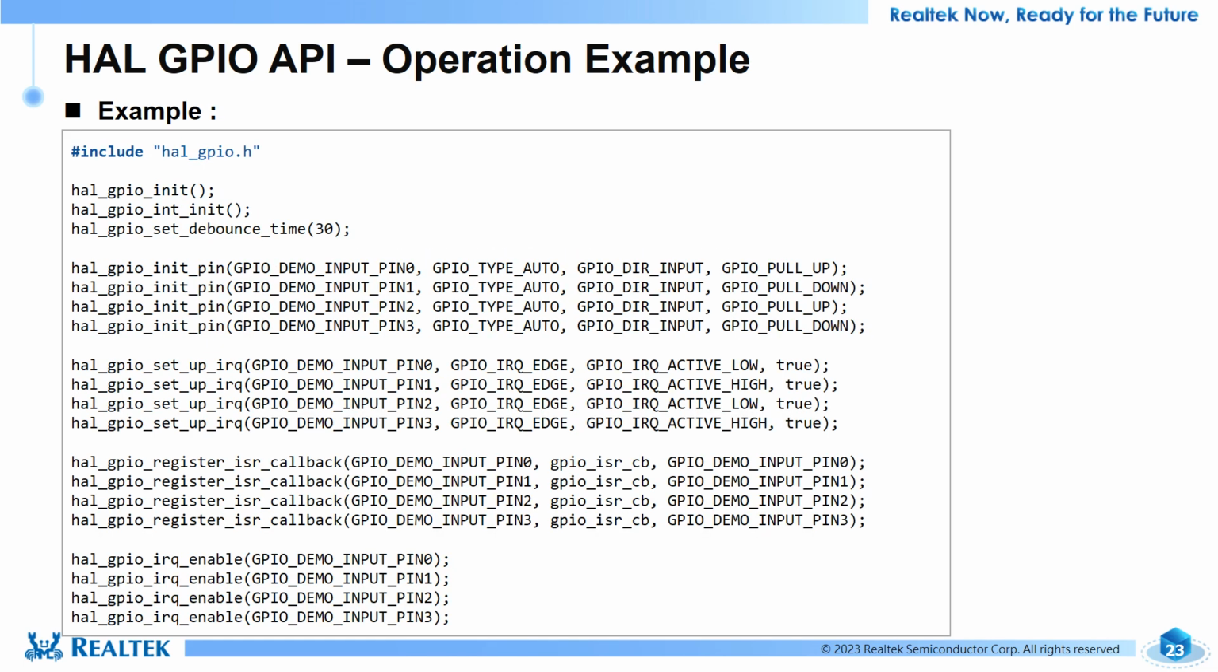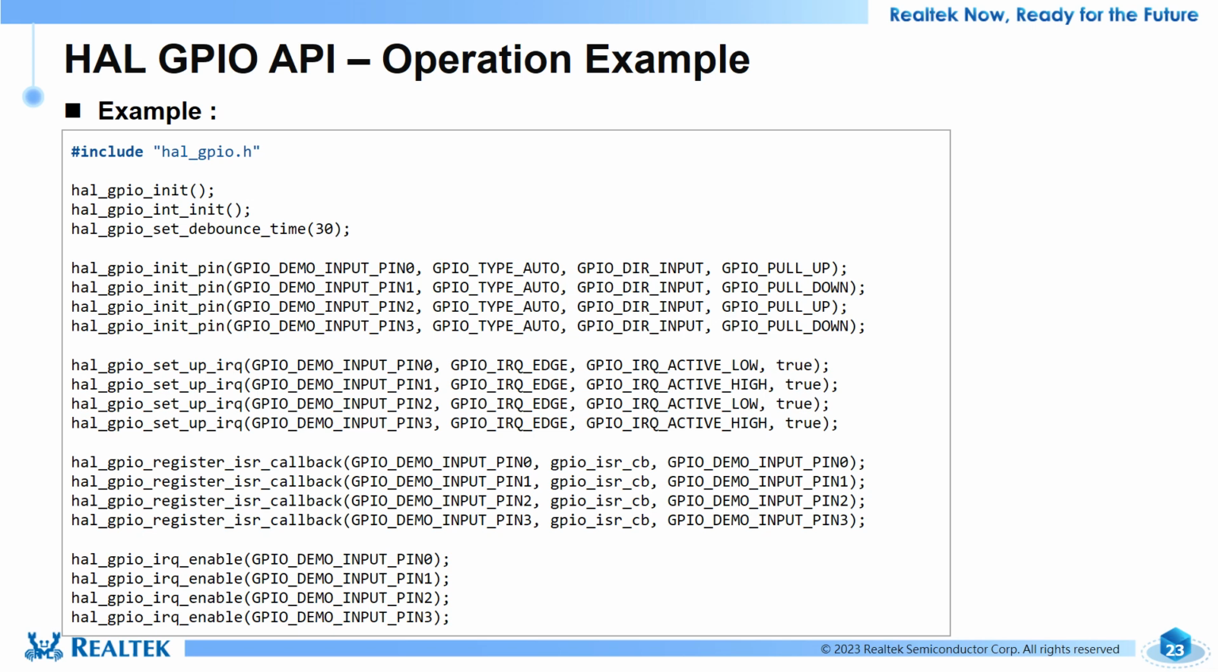Below is an example of GPIO in interrupt mode. First, call HAL GPIO init to enable GPIO clock. Second, call HAL GPIO int init to initialize GPIO interrupt mode. Third, call HAL GPIO set debounce time to set the debounce time. Fourth, call HAL GPIO init pin to initialize a pin to GPIO input mode.